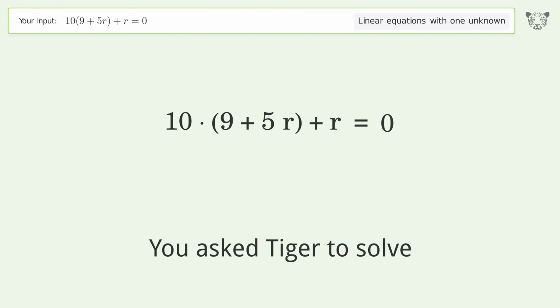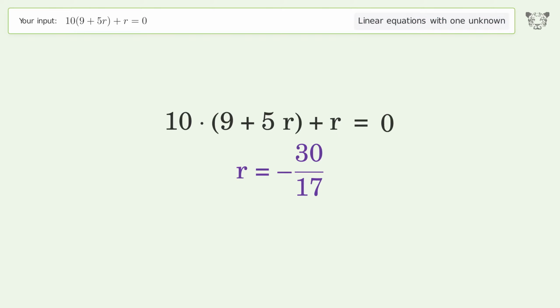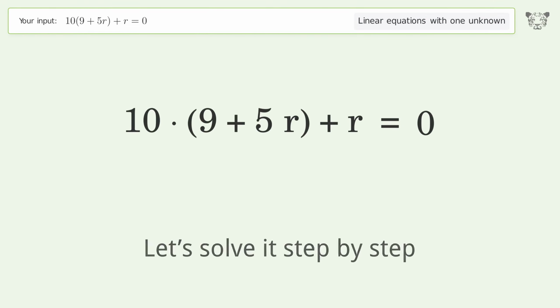You asked Tiger to solve this. This deals with linear equations with one unknown. The final result is r equals -30/17. Let's solve it step by step.